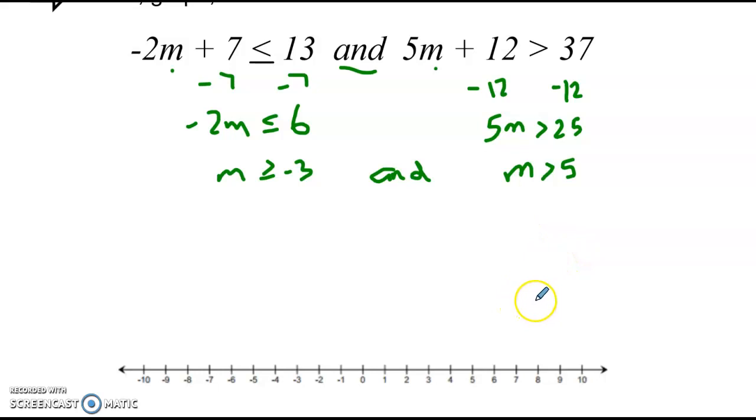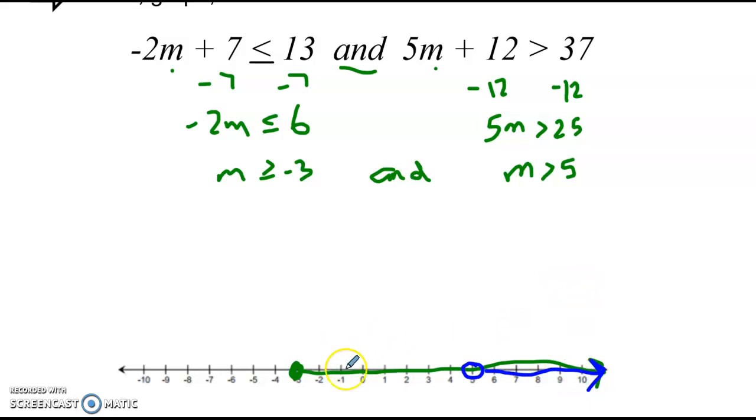So let's start with m is greater than or equal to negative 3. Here's negative 3. We're going to do a closed circle, and I'm going to shade to the right. Now I'll use a different color for the other one. m is greater than 5. Okay, so here's 5. Open circle this time, and we shade to the right. And now all you have to do is look and see where the inequalities overlap.